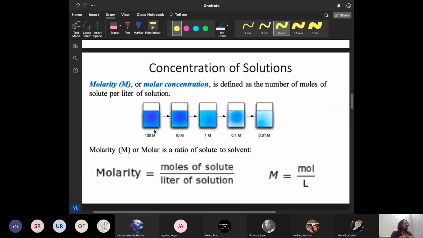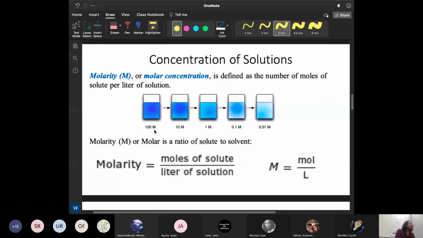So what is molarity? It is quite simply the molar concentration, or the number of moles of solute per liter of solution. Basically, it's a fancy way of saying how much stuff you have dissolved in water or a solution, so to speak, okay? How concentrated is your solution, okay?